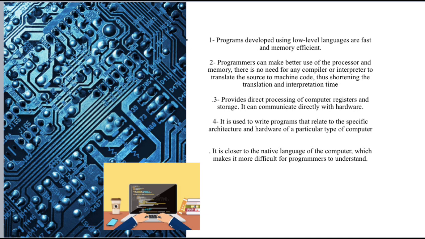Number 3. Provides direct processing of computer registers and storage. It can communicate directly with hardware. Number 4. It is used to write programs that are related to the specific architecture and hardware of a particular type of computer. But it is closer to the native language of the computer, which makes it more difficult for programmers to understand.